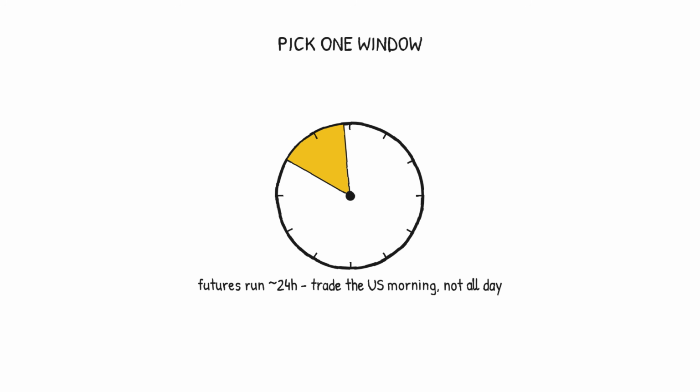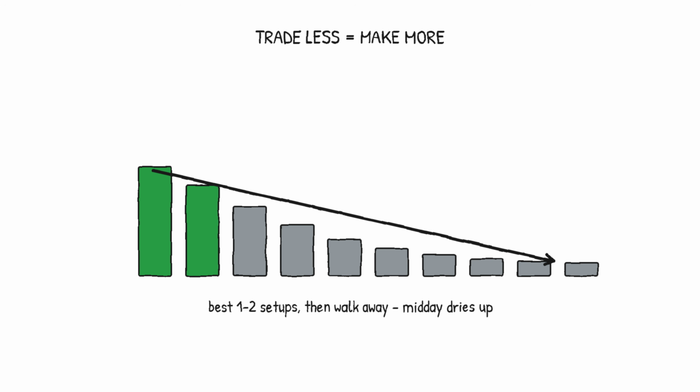Let's talk about timing, because futures trade nearly around the clock, and that overwhelms people. You do not need to trade all day. Pick one window. For the S&P, the U.S. morning around open is active and moves with direction. Mark your levels before that window. Take your best 1 or 2 setups and then walk away. The energy fades midday and the clean moves dry up. Trading less is genuinely how you make more here.